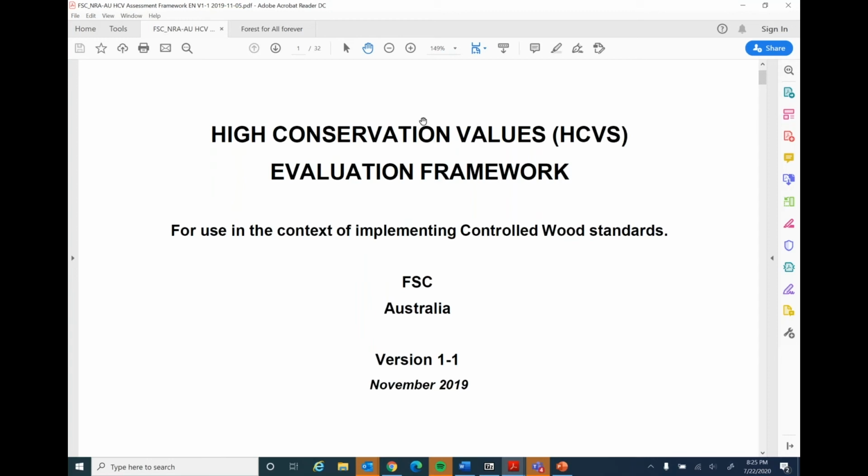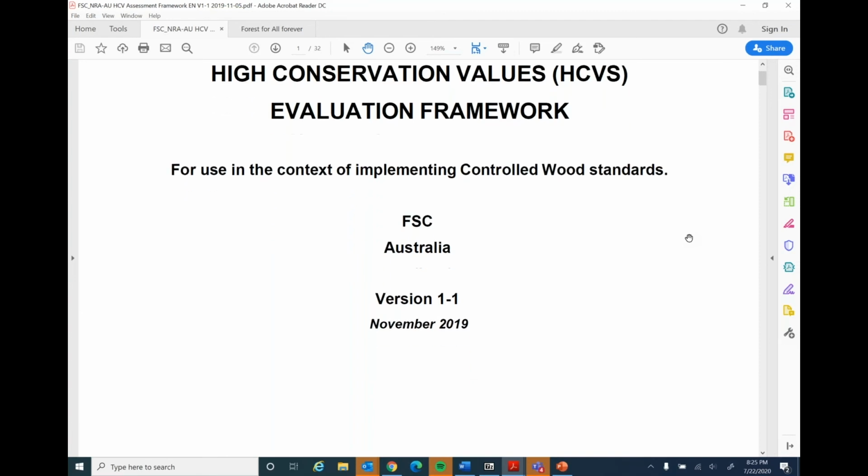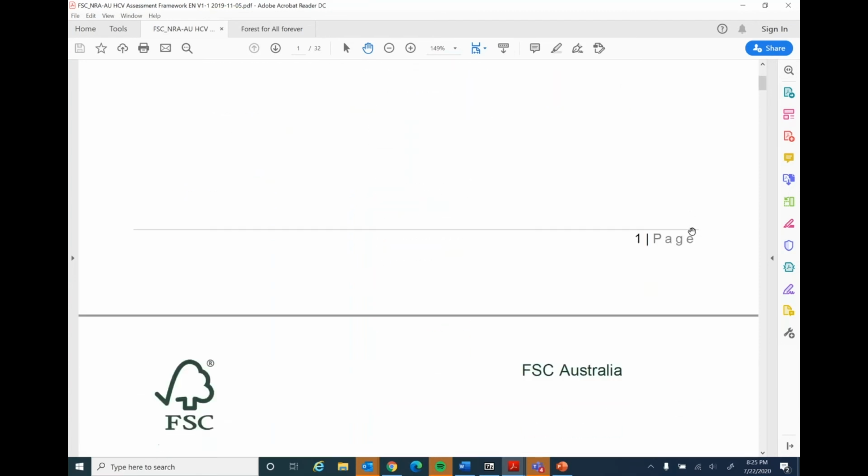Brilliant, thanks. So here it is, the high conservation values evaluation framework, and as it says, it's for use in the context of implementing controlled wood standards. The National Risk Assessment says that there are mandatory control measures for all 6 categories, and it refers to this document for those control measures.